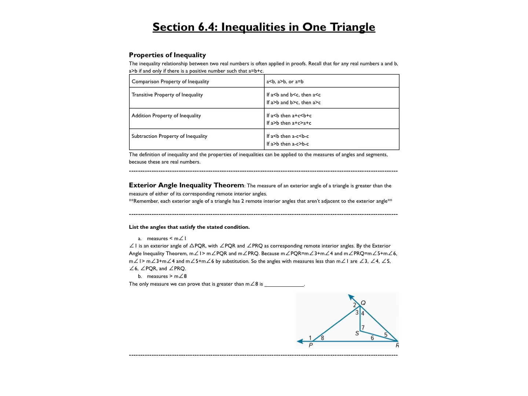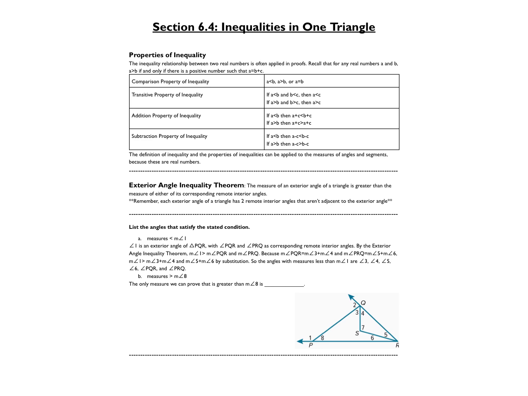The addition property of inequality says that if a is less than b, and I add some number to both sides of that inequality, the a side will still be less than the b side. And the same is true the other way. If a is greater than b, then if I add some number to both sides, the a side will still be greater than the b side. The subtraction property of inequality works the same way, because if I subtract a number from both sides of an inequality, the inequality is still true. So the definition of inequality and the properties of inequalities can be applied to the measures of angles and segments, because these are real numbers.